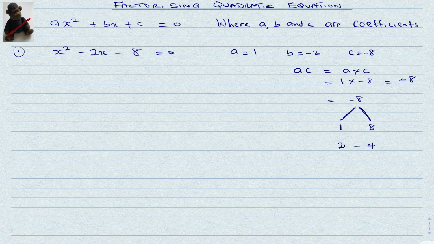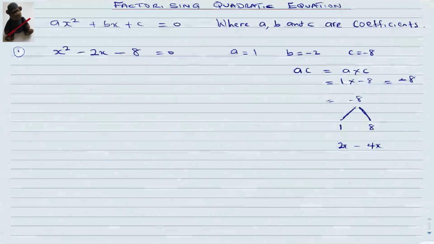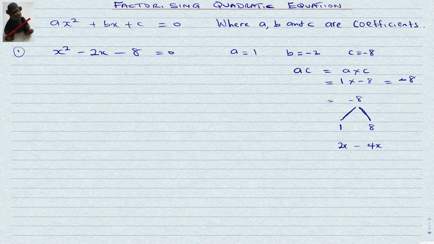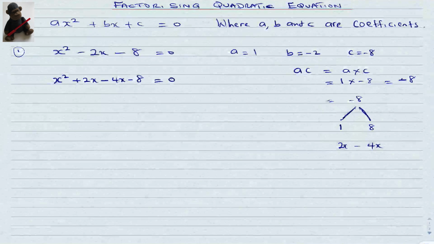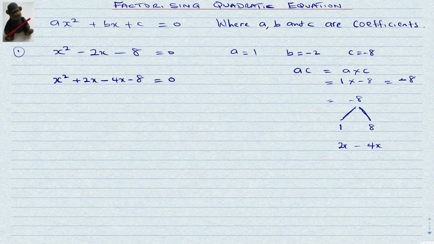We then need to put x after 2 and x after 4, and then we need to take those 2 numbers and replace minus 2 with them. So I get x squared. Instead of writing minus 2x, I'm going to write plus 2x minus 4x minus 8 equal to 0. So I've replaced b, which is minus 2, with 2 minus 4.